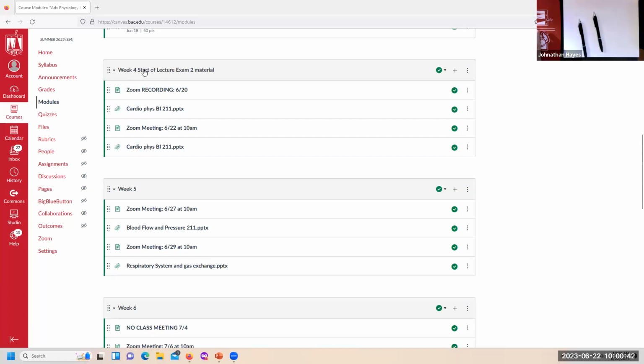We are on week 4. Again, we had just started lecture exam 2 material on Tuesday, and we were going through cardio phys in an unusual way. We weren't just clicking through the PowerPoint. Basically, what we were doing was extracting some of the basic cardio anatomy and physiology out of the PowerPoint, so that today we could separate it from some of the pathophys. And I think it's just easier to understand that way. Let me give you an idea of what I'm talking about here.